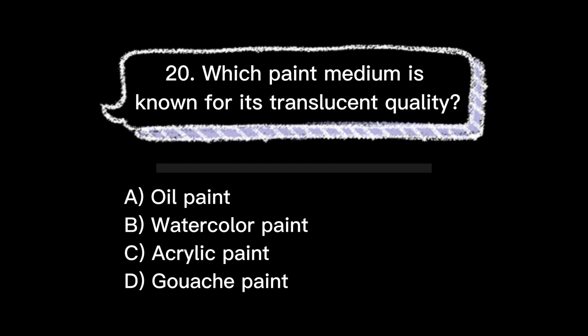Twenty. Which paint medium is known for its translucent quality? A. Oil paint. B. Watercolor paint. C. Acrylic paint. D. Gouache paint. In 10 seconds, which do you think is the correct answer?